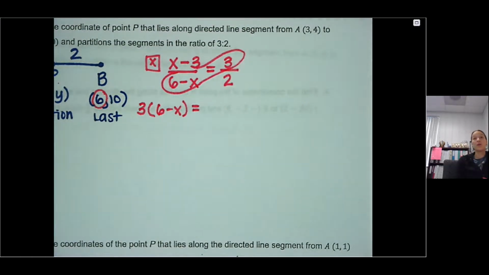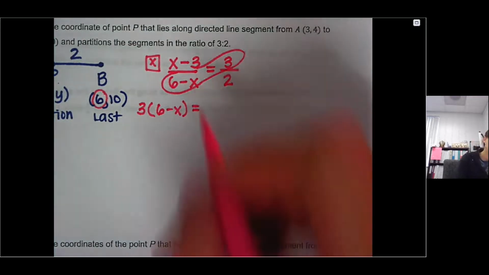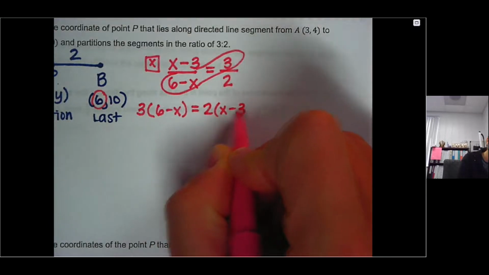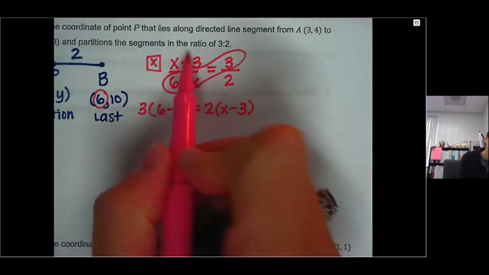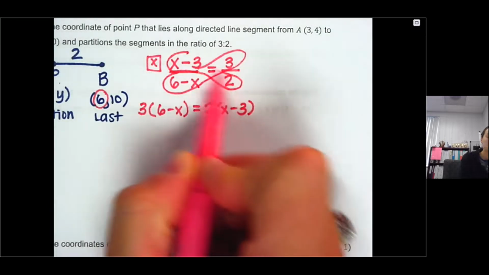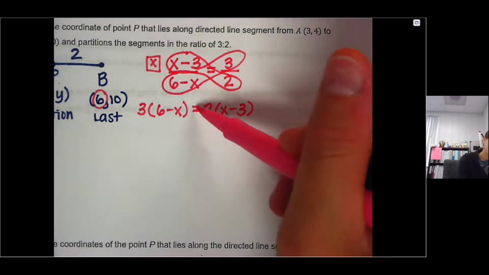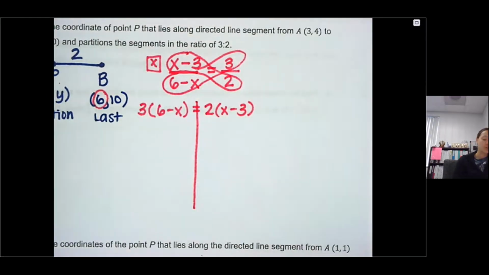What does the other side of the equation look like? X minus 3 times 2. Good. I'm just going to put the 2 first just to make my life easy, and the reason I did that is because I have to distribute. So if I put it first, it just makes it a little cleaner, a little nicer to look at. All right, and now this is just an algebra problem.